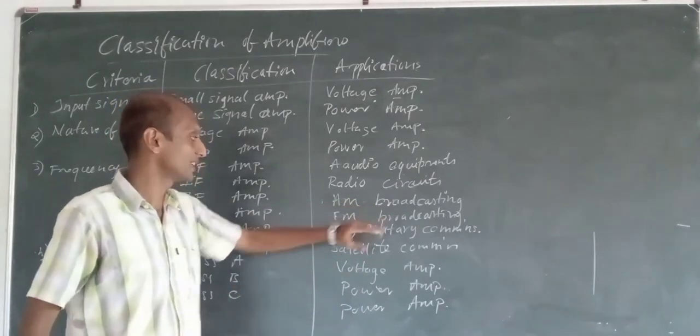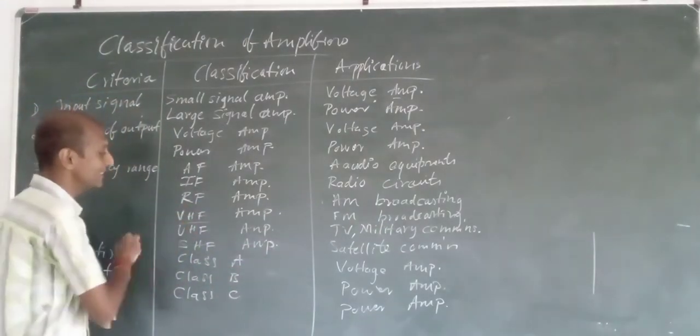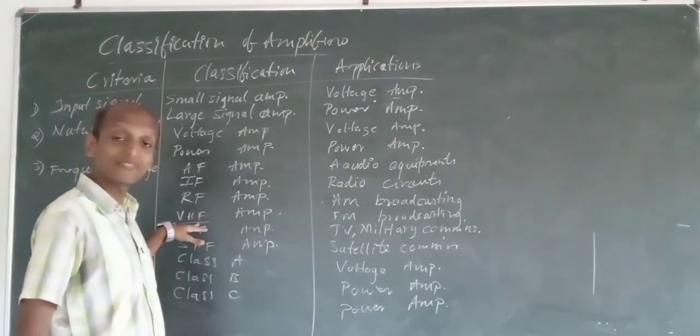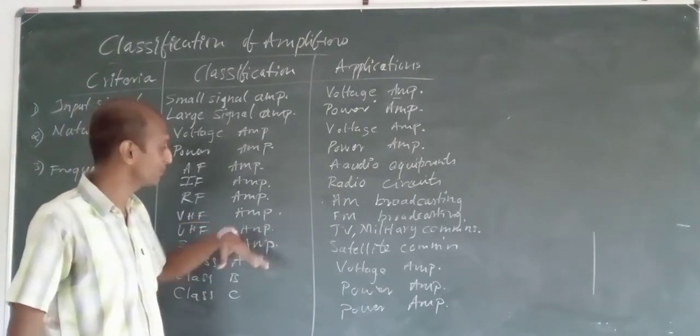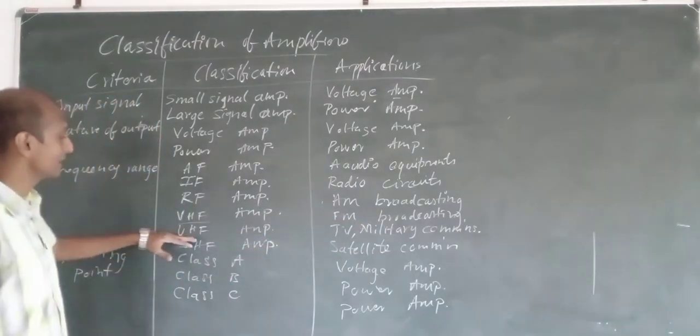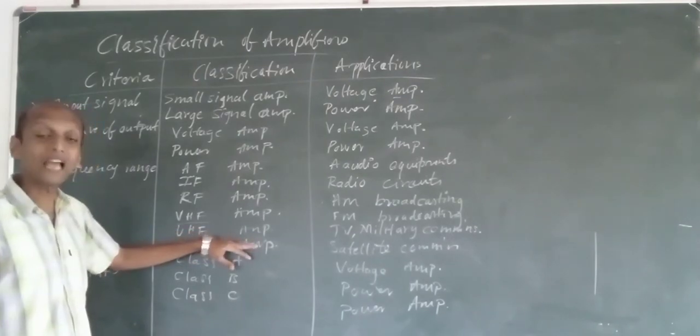So here, broadcasting will use these RF amplifiers. And VHF is very high frequency amplifiers, meaning a very high frequency input is given at the input, so they are used in FM broadcasting. Then we have UHF, ultra high frequency amplifiers.